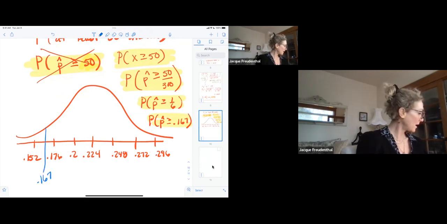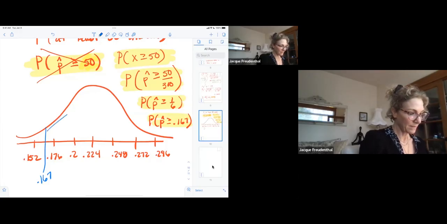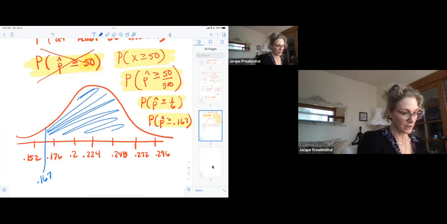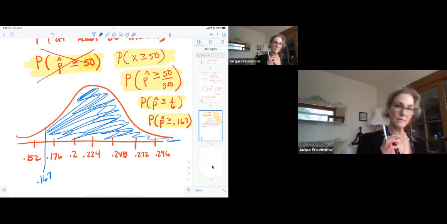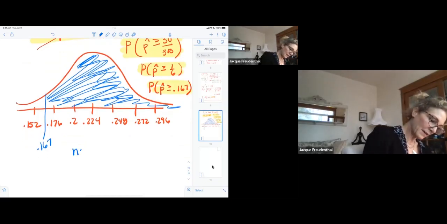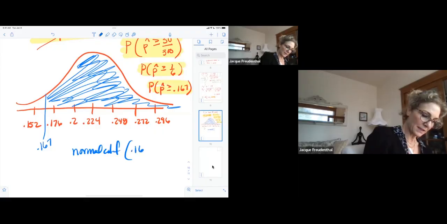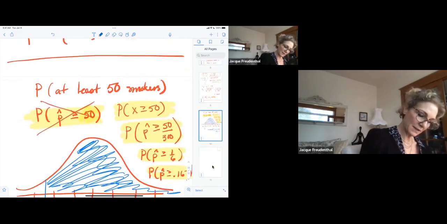And I'm looking for more than, so I'm going to shade to the right. And then we're going to use normal CDF with 0.167, infinity, put in the mean of 0.224, standard deviation of 0.024, what did we say it was? 0.02407.